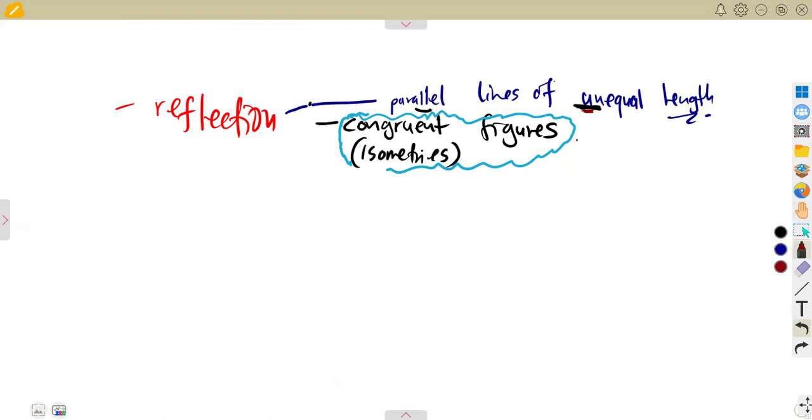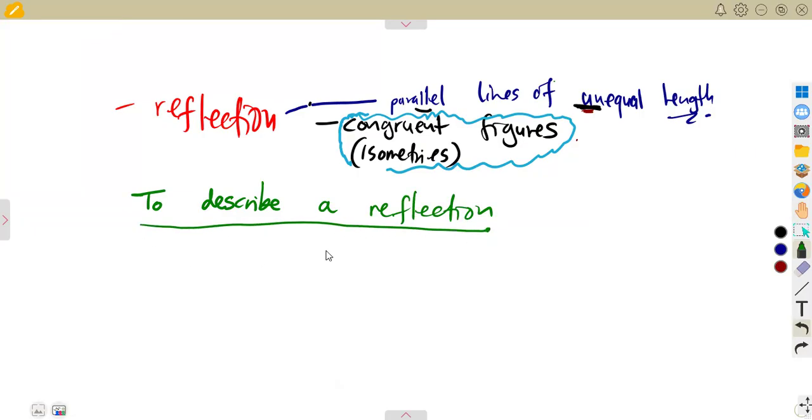So now that I have seen this, okay, this is a reflection. I have seen that because of these properties. Like I said before on a translation, to describe a transformation, you must mention that transformation. So to describe a reflection fully, now you have seen that this transformation that is given there is a reflection, you must describe it.